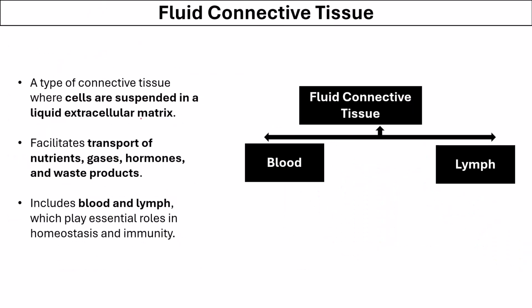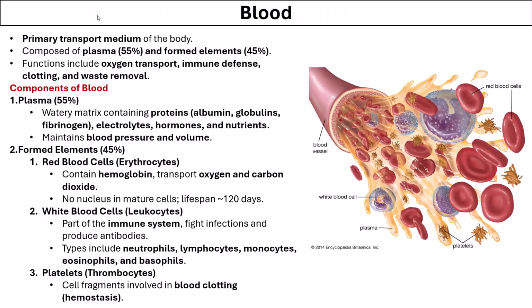The third kind of connective tissue is the fluid connective tissue. As the name suggests, this kind of connective tissue is liquid in nature. It helps in transporting nutrients, gases, hormones, and waste material throughout our body. For example, blood and lymph. Blood is the primary transport medium in our body. It contains plasma, which is the extracellular matrix, and a bunch of cells.